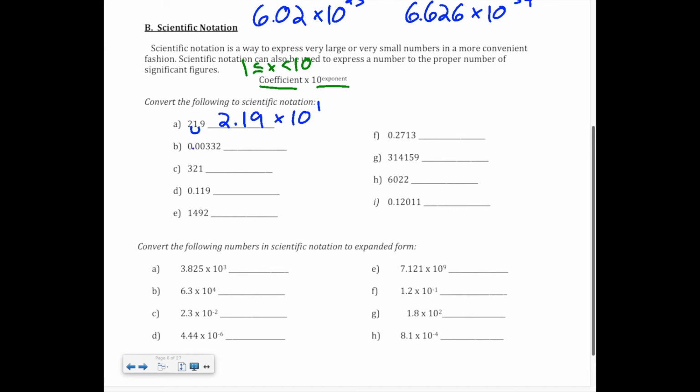Now for part B, I'm going to put my pencil on the decimal and I'm going to move it over 1, 2, 3. So I moved 3 places. So that's going to be 3.32 times 10 to the minus 3. Now, if you hadn't seen, if you move the decimal place to the left, then your exponent is positive. If you move the decimal place to the right, then your exponent is going to be negative.